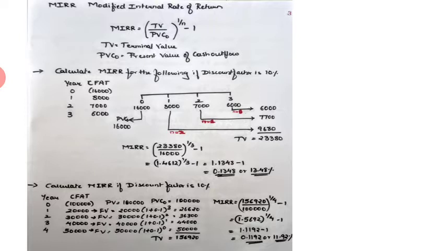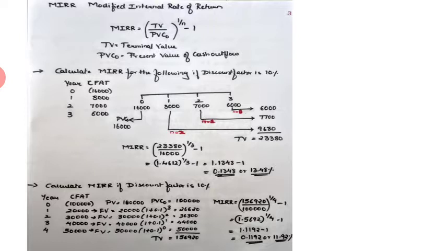First of all, the formula for modified internal rate of return is (TV divided by PVCO), the whole raised to 1 by n, minus 1. TV stands for terminal value, and PVCO is present value of cash outflow. So there are two terms that we need to understand here. Terminal value: terminal represents the end, so terminal value would be the value at the end of the project, and present value of cash outflow is the value at the beginning of the project. N represents the number of years of the project.